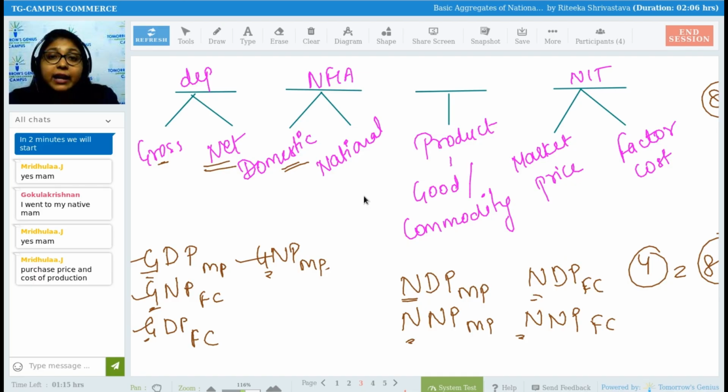The formula I have right now given to you, the structure I have prepared, the arrows I have prepared, show how you are going to go from one aggregate to another aggregate. That you will understand more clearly once we start solving it. As of now, just understand these are the 4 aggregates, 8 aggregates total, and all the terms are interrelated with some or the other thing. GN is related to depreciation, DN is related to NFIA, product is only one, MP to FC is related to NIT. Full forms, alternative names, and formulas.